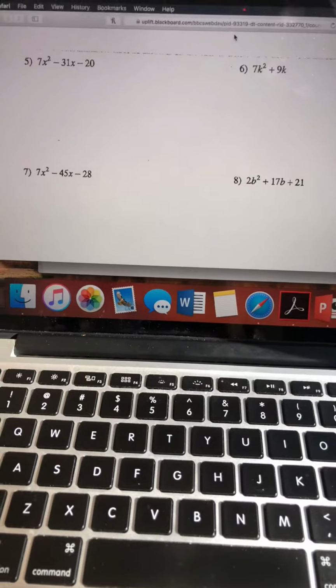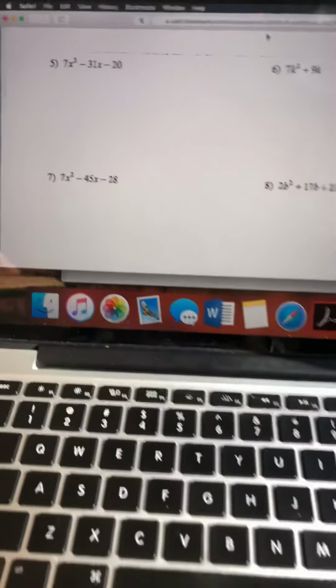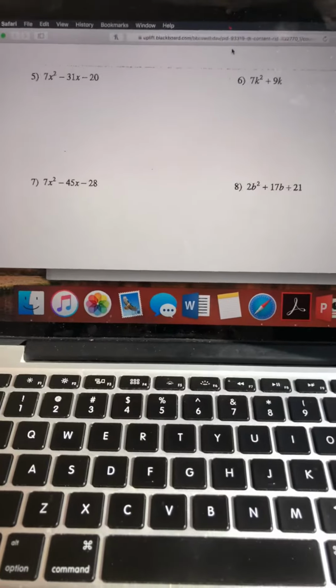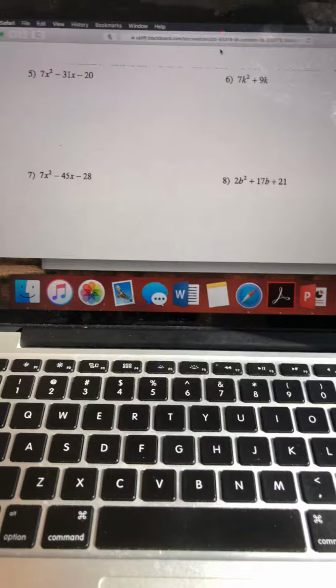I forgot we had some a values of greater than 1, so I want to make sure that I give you an example of that as well. We're going to look at number 5, 7x squared minus 31x minus 20. I'm going to go ahead and do the x method.